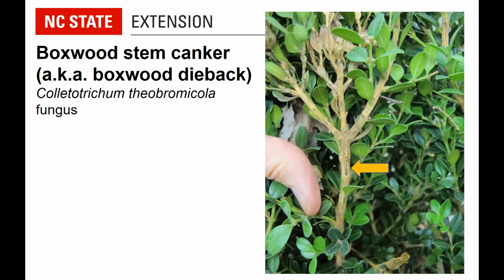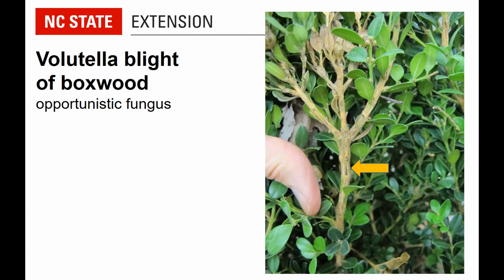You can't see it on the stems, but it also occurs there. That is not the Polytrichum. That is another fungus, Volutella, that we don't really talk about much. I've only talked about it on this program in terms of a different Volutella that gets on Pachysandra, but this one is an opportunistic invader of boxwood tissue.